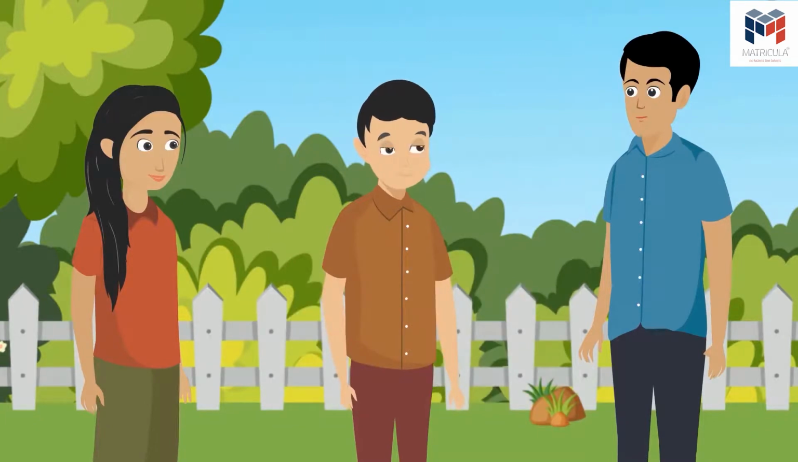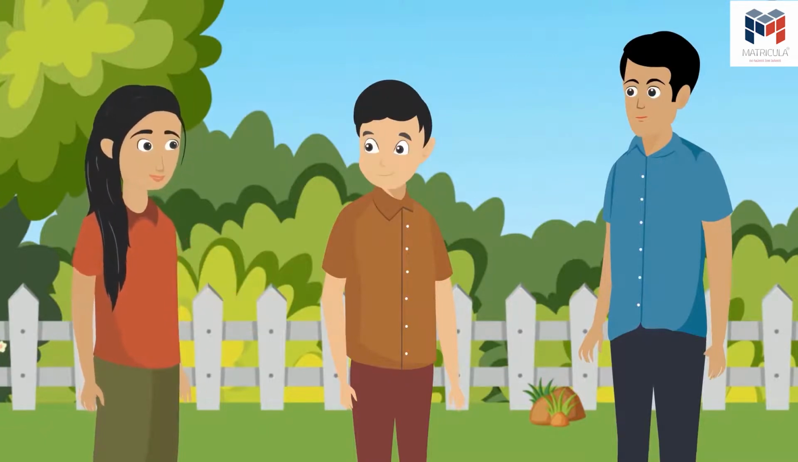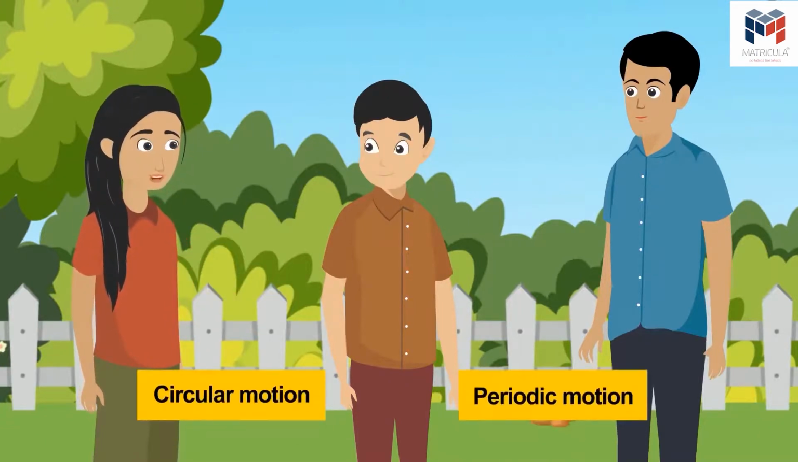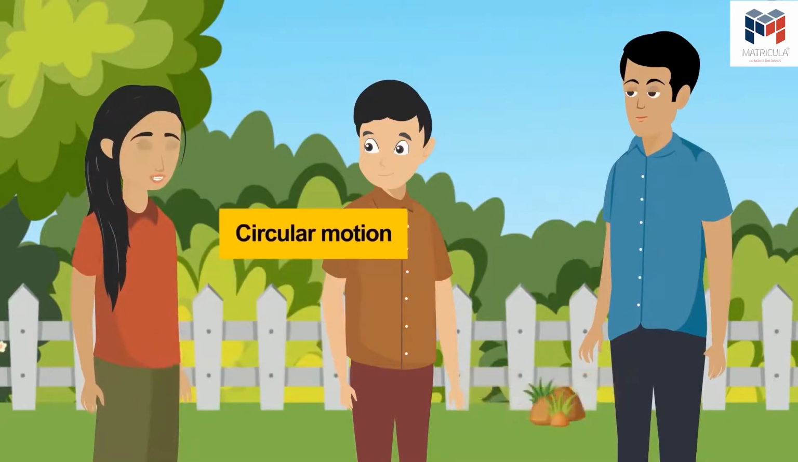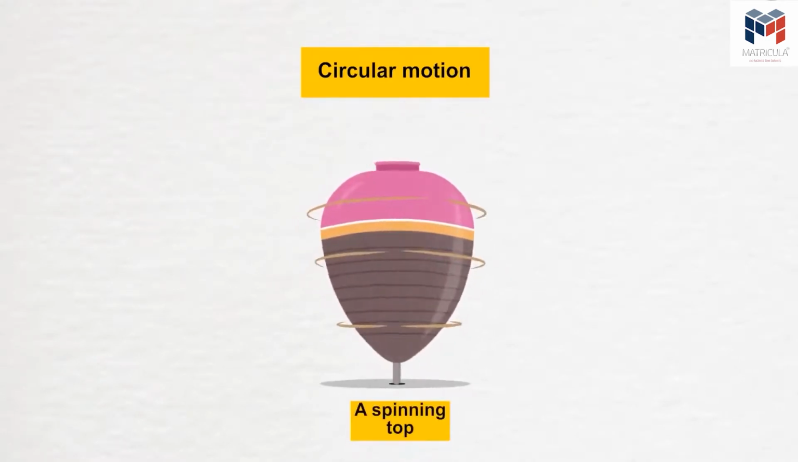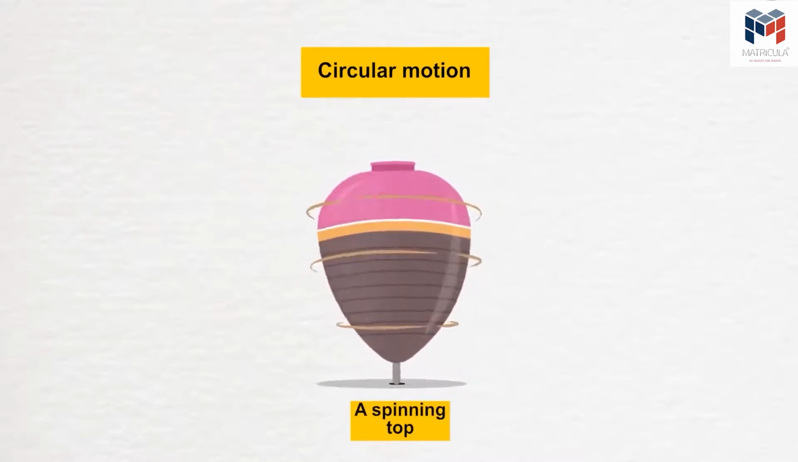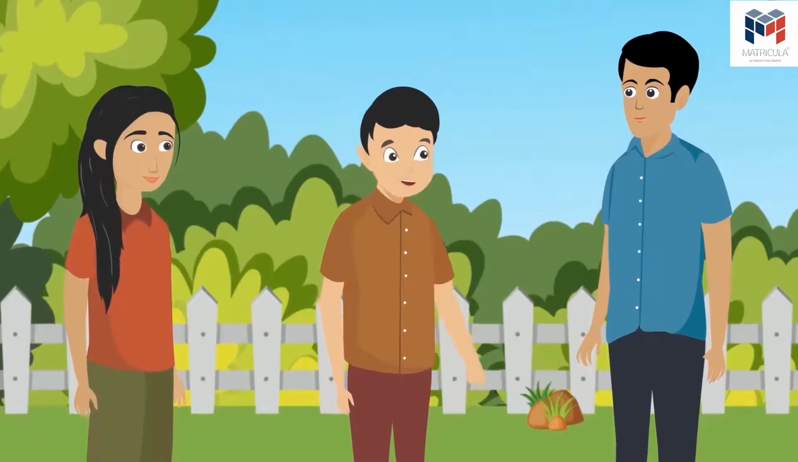Wow, now I understood. Pavan, I have read that motions are of various types. For example, circular motion and periodic motion, etc. Please explain with an example. Let's take an example of circular motion. One example of this type of motion is a rotating spinning top. A spinning top can keep on rotating at the same place. It doesn't change its place but is still in motion.